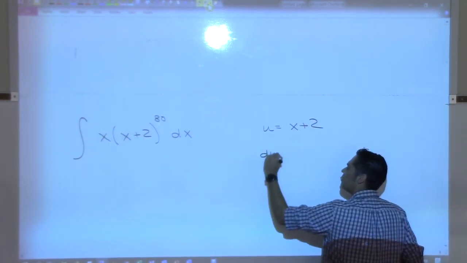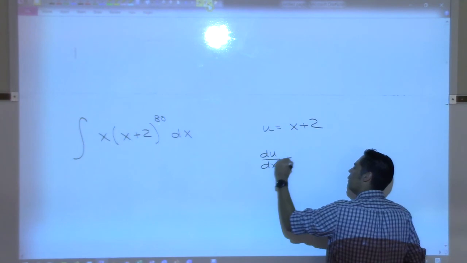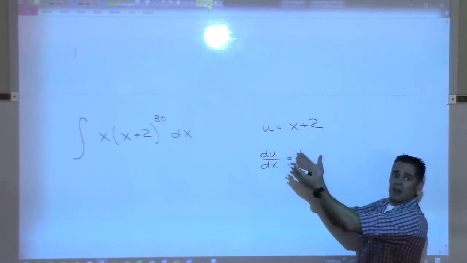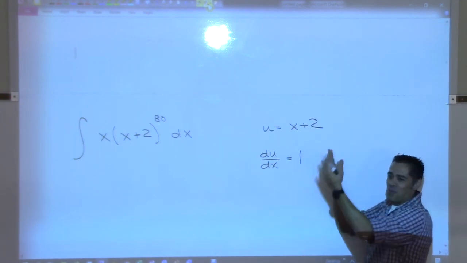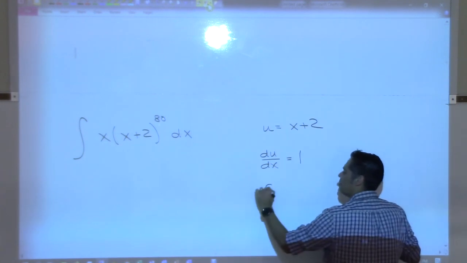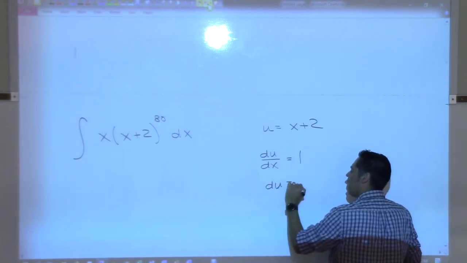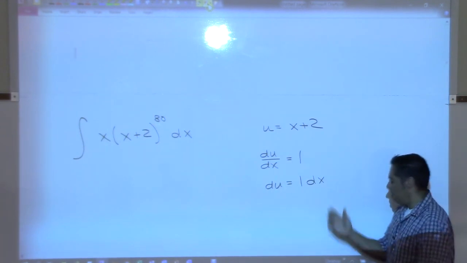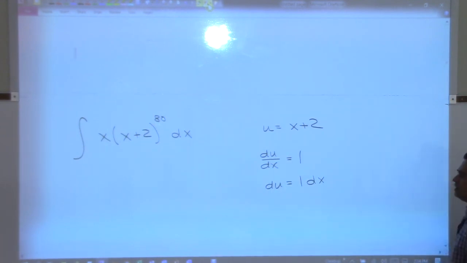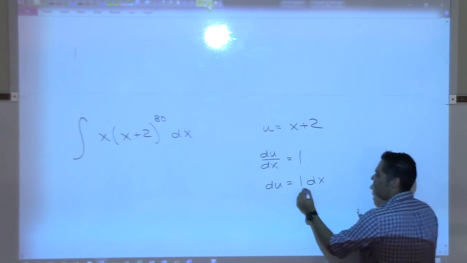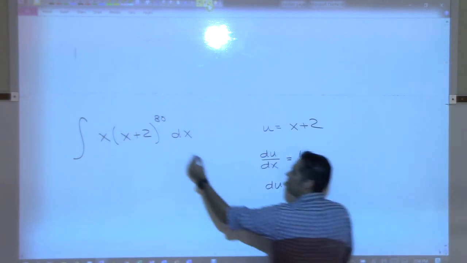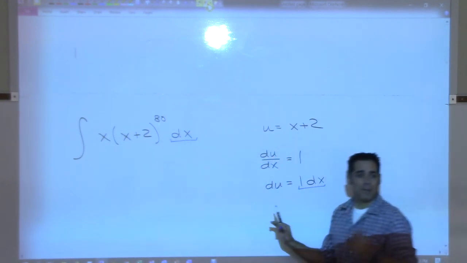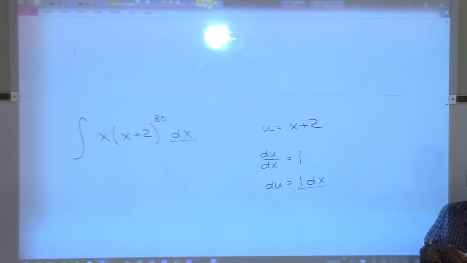So du dx is what? 1. Do you have a 1 there? Yeah, there's 1 everywhere, right? So do you agree if I get the dx to the other side, 1 dx? Yes? This doesn't look very helpful, but let's see. I can replace dx with what? du. Okay, so that's okay.